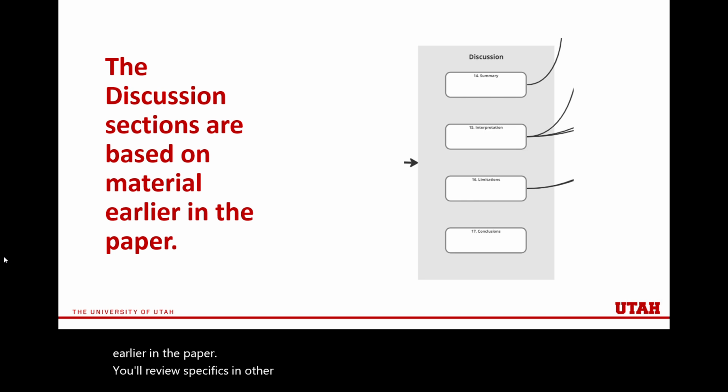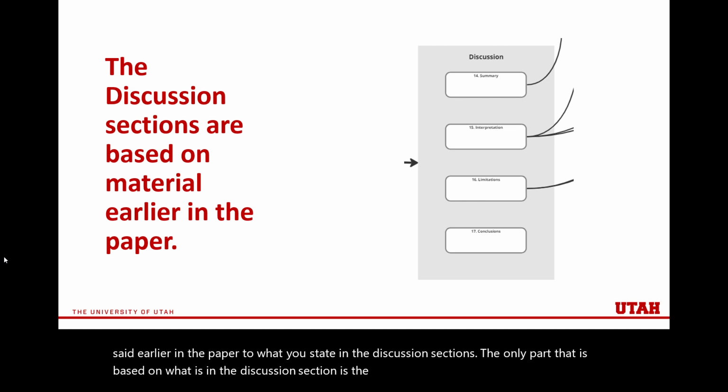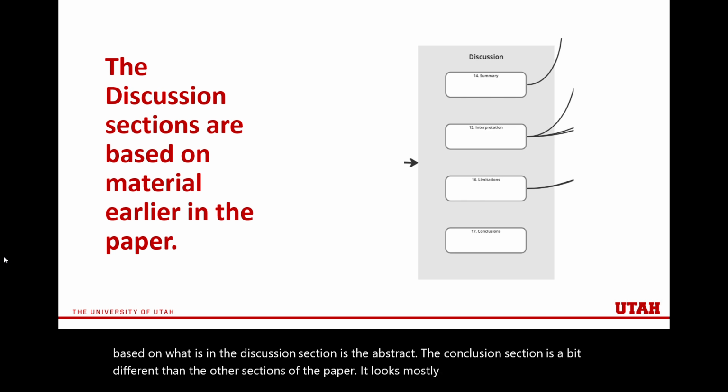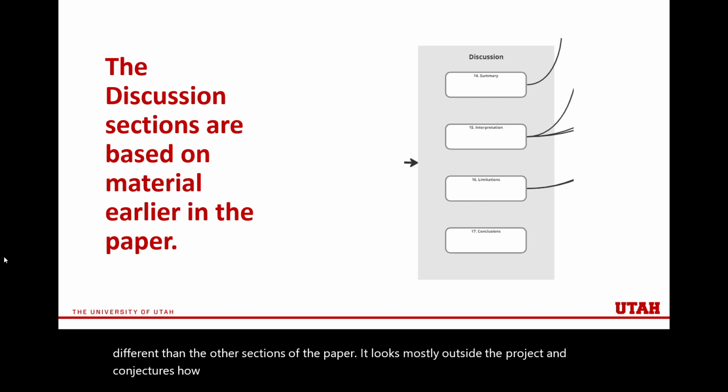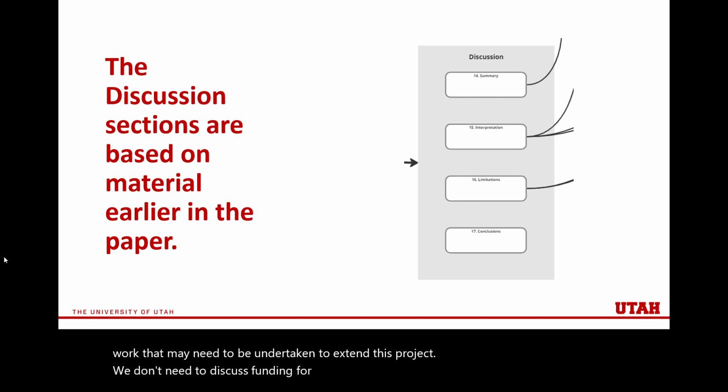You want to ensure logical progression from what you said earlier in the paper to what you state in the discussion sections. The only part that is based on what is in the discussion section is the abstract. The conclusion section is a bit different than the other sections of the paper. It looks mostly outside the project and conjectures how this project may be applicable in other settings and circumstances and other work that may need to be undertaken to extend this project. We don't need to discuss funding for these projects since most of them are unfunded.